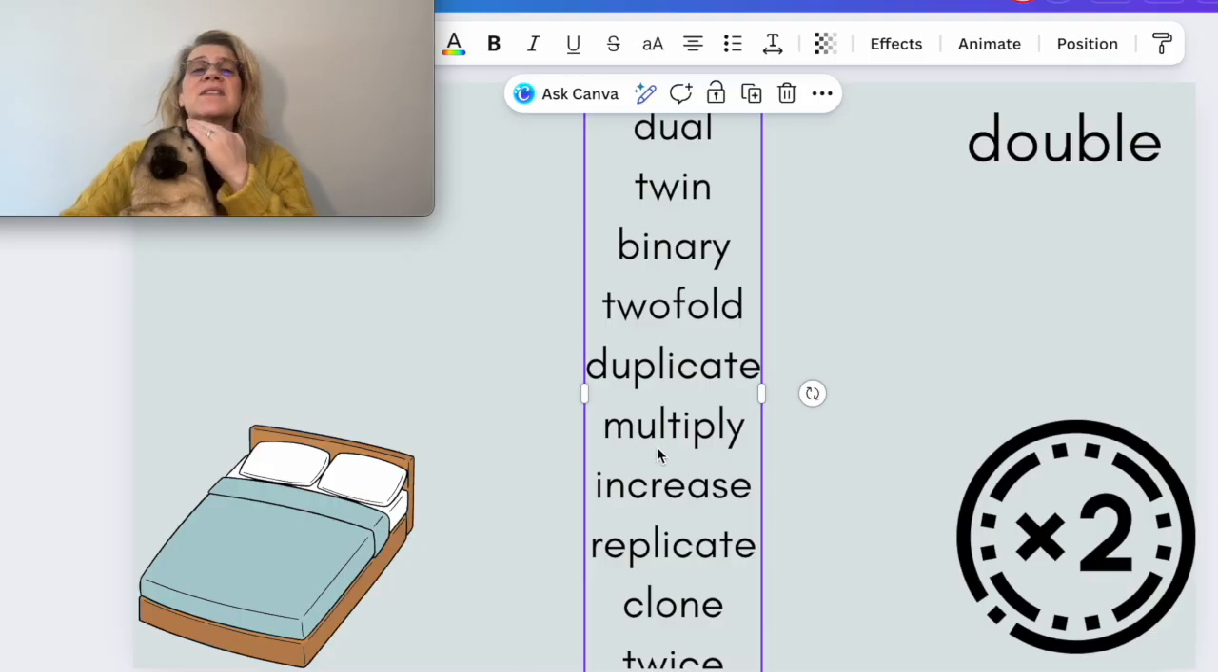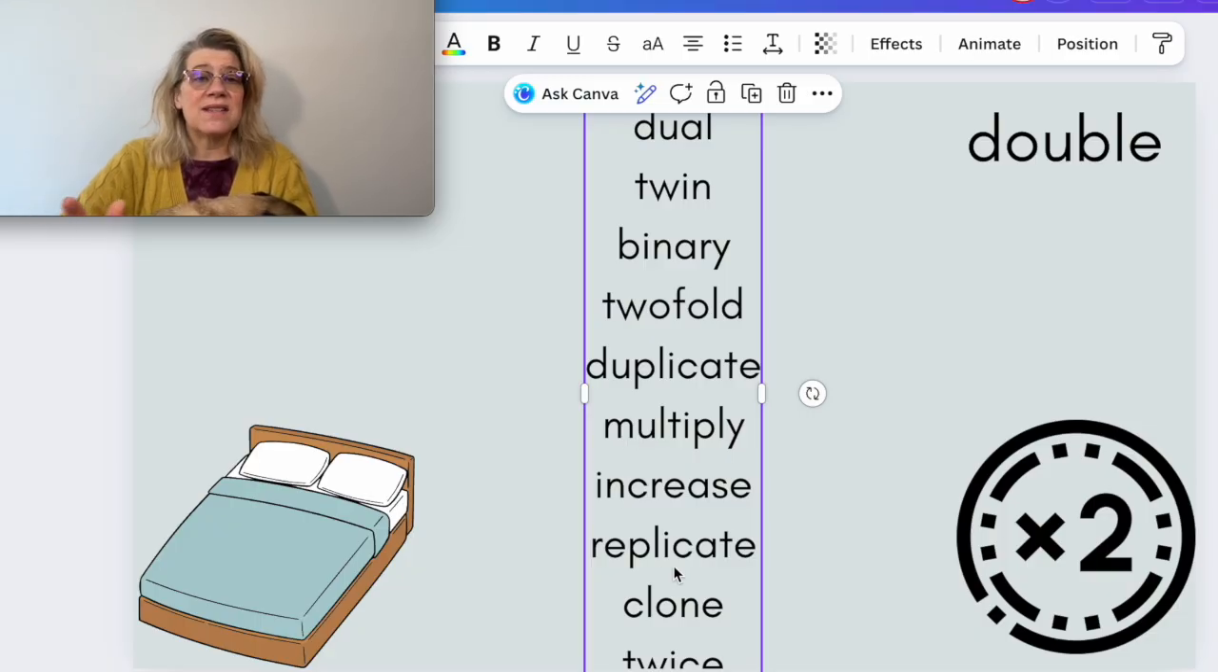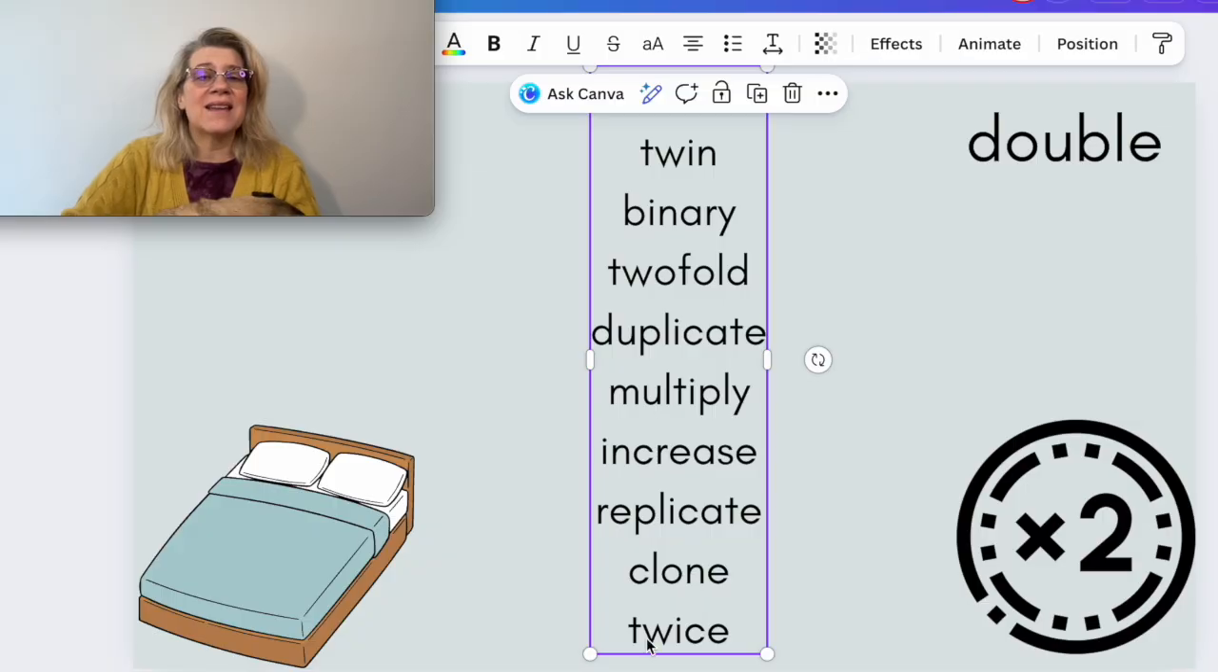Multiply. So double is to actually multiply by 2. Increase, they hope to double their profits. Replicate, and this works the same way. It's a replicate. This is a replicate. That's a noun that says this is the same as a duplicate. It's a replicate. I need to replicate those findings. Replicate is the noun. Replicate is the verb. Clone and twice are also synonyms.